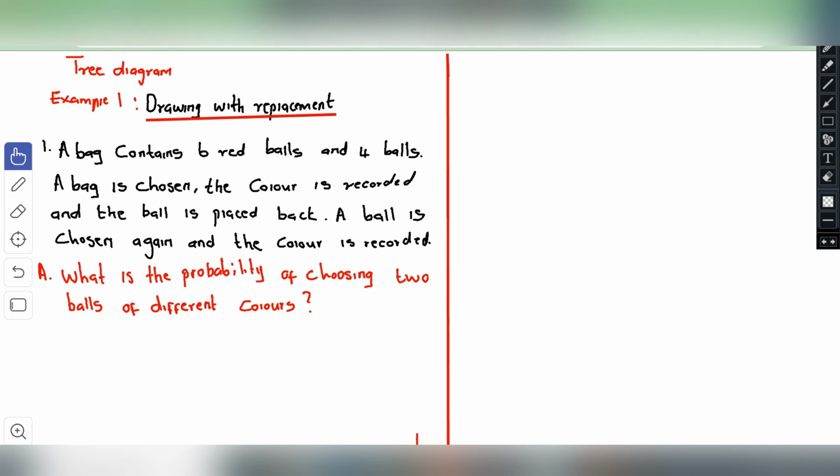So the question says a bag contains 6 red balls and 4 blue balls. A ball is chosen, the color is recorded, and the ball is placed back. You can see that it's placed back, so meaning it's drawing with what? With replacement. Therefore a ball is chosen again and the color is recorded. So what is the probability of choosing two balls of different colors?